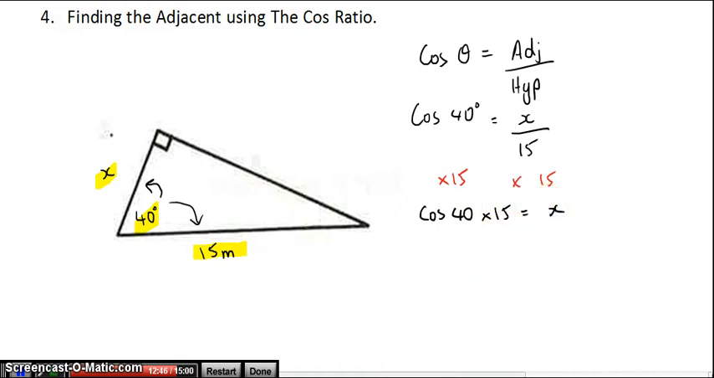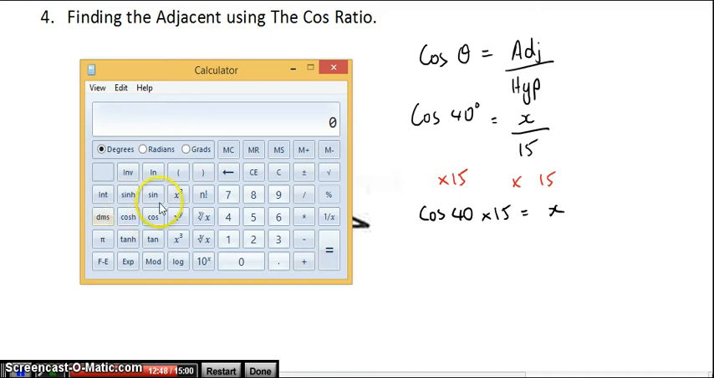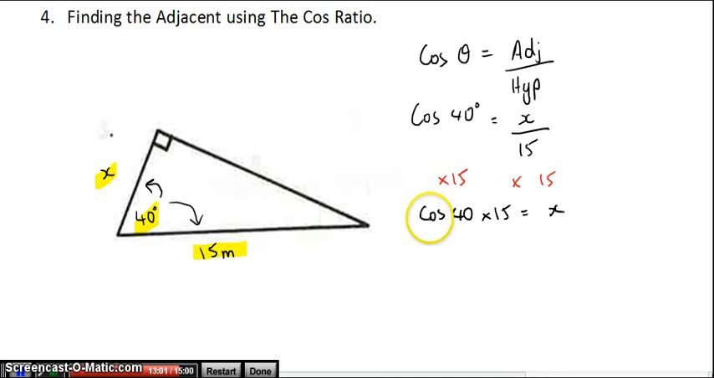Put that in our calculator. I wonder if this calculator will do it properly. Cos 40 multiplied by 15. No, my calculator doesn't do it. Scrap that. Do it in your calculator. Put cos 40 times 15. You should have your calculator in front of you.